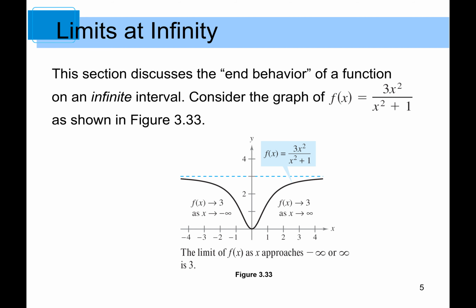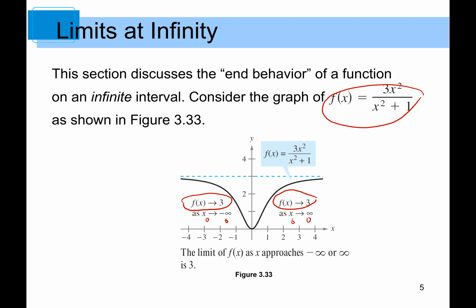Okay, so let's take a look at this function f of x equals 3x squared over x squared plus 1. So this is our function, and we will look at the end behavior of the function on an infinite interval, meaning we look at when x approaches negative infinity, what happens to f of x, right? And look at when x approaches positive infinity, what happens to f of x.